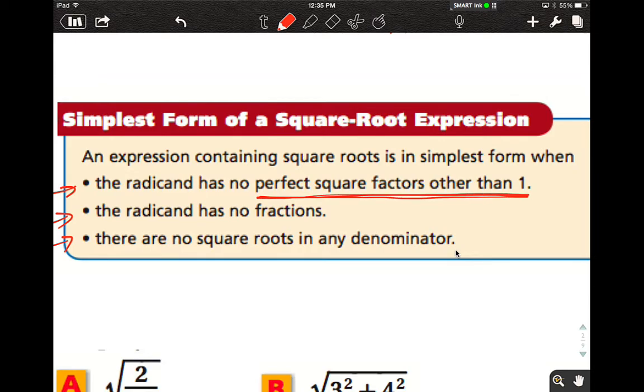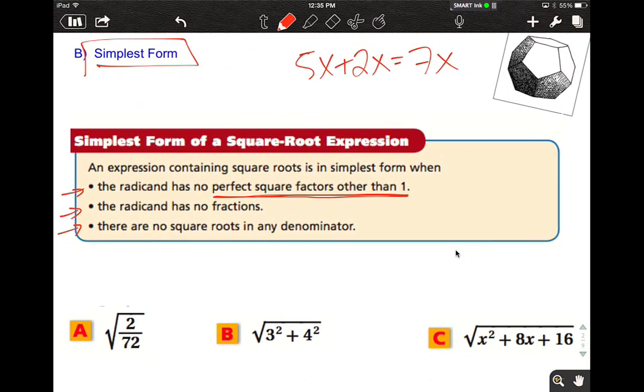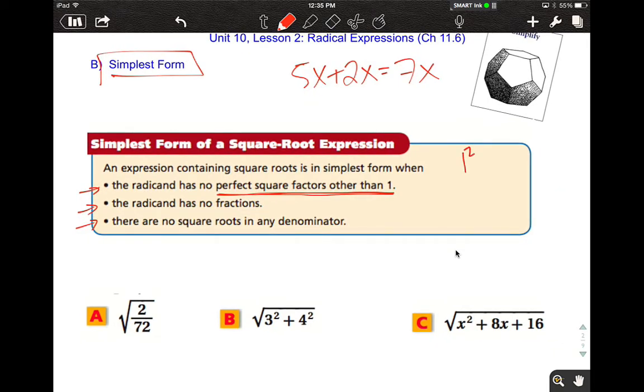Perfect squares, remember, are: 1 times 1 is 1, 2 times 2 is 4, 3 times 3 is 9, 4 times 4 is 16. These are perfect squares.